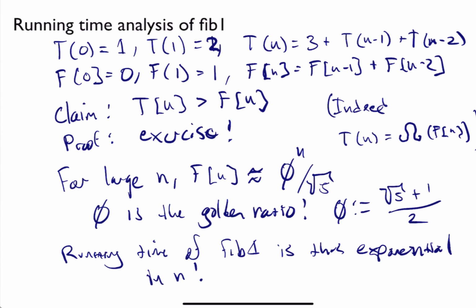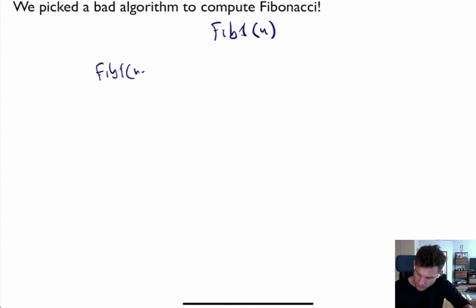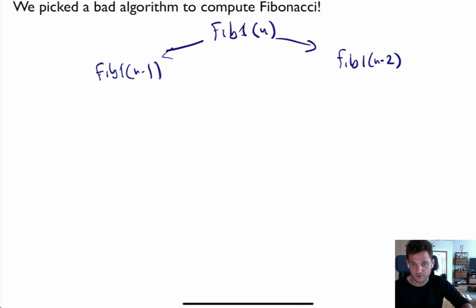So let's talk about what the challenge is. The issue here, of course, is that in order to compute fib1 of n, right, I had to compute fib1 of n minus 1 and fib1 of n minus 2, right? I had to go and do these subtasks recursively, right? Now, let's think about how this tree continues.